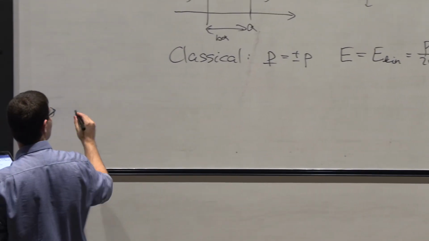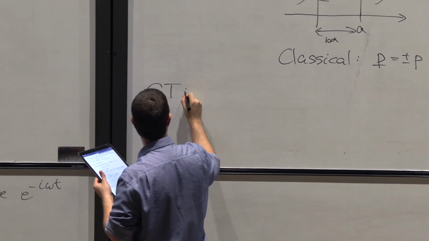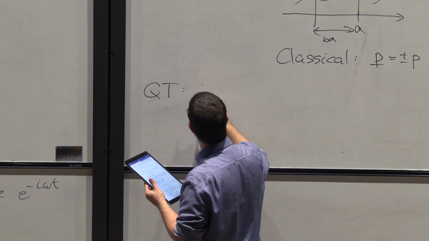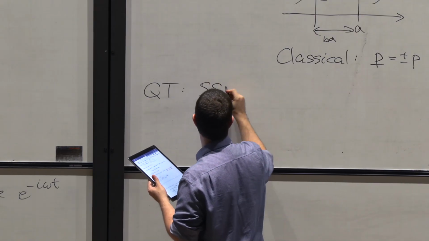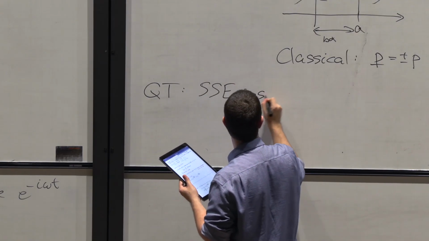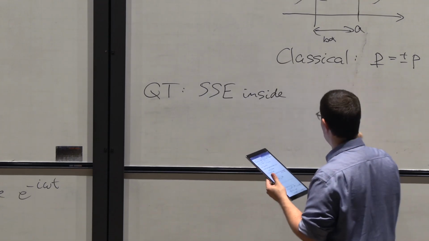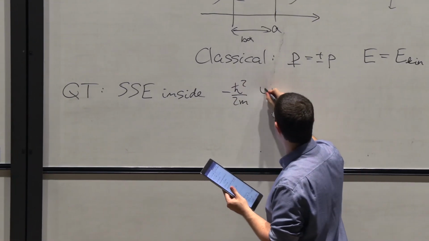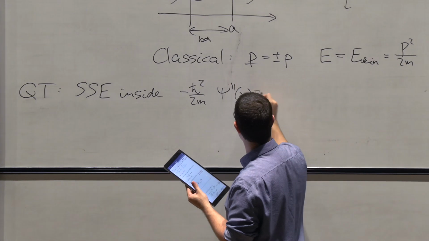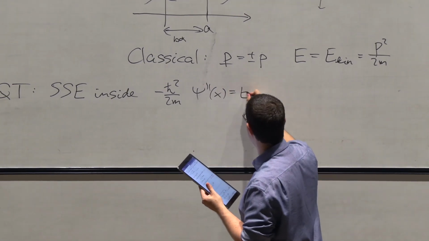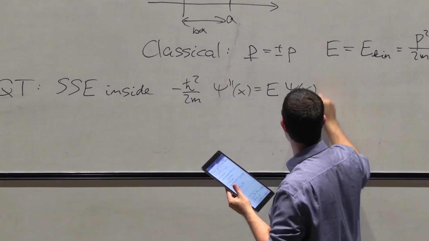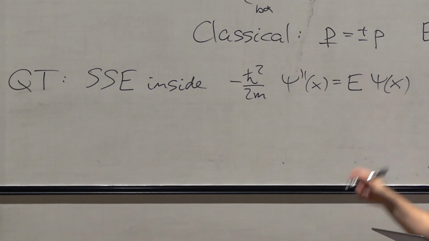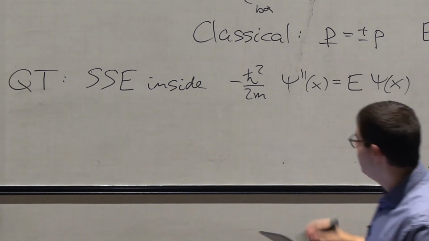So we want to do quantum theory. First, let's write down the Schrodinger equation, actually the stationary state Schrodinger equation, inside. Up to these annoying factors, it's really just psi double prime of x, where prime is the space derivative in my notation and dot is the time derivative, equals E times psi of x. We know how to solve this equation. We will write down the solution in a sec.